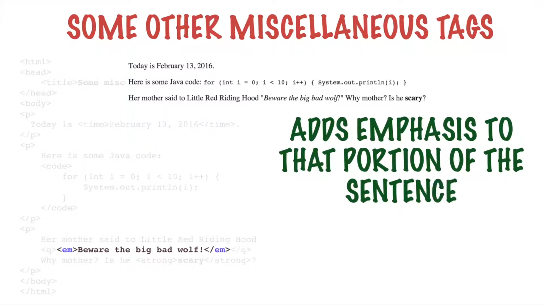The last kind of miscellaneous tag that we are going to talk about is the emphasis tag, EM. This adds emphasis to a certain portion of a sentence. Here, under the default style, that emphasis takes the form of italics. But as we'll see shortly, we could easily override this using a style sheet.